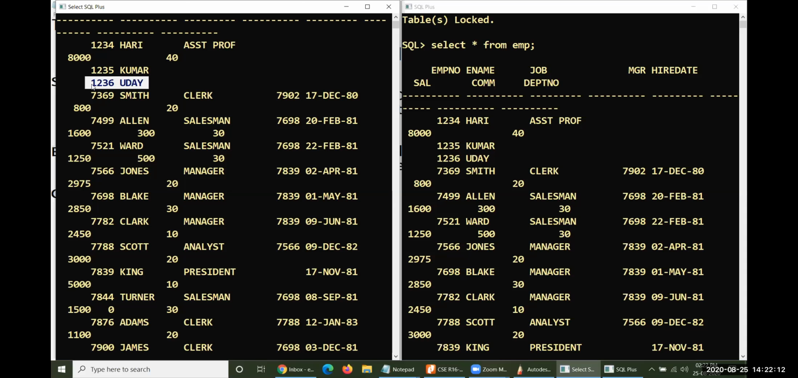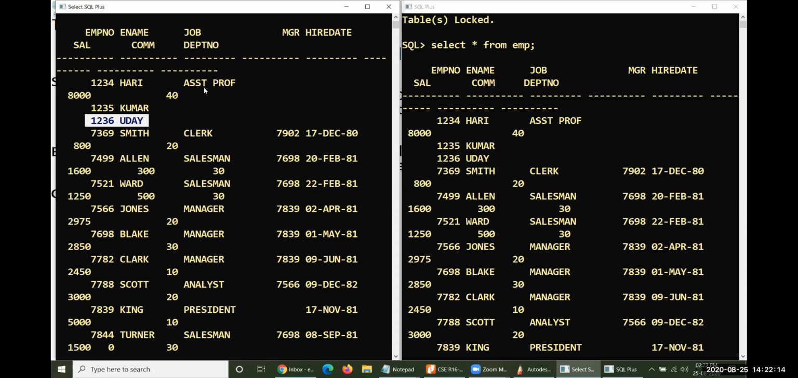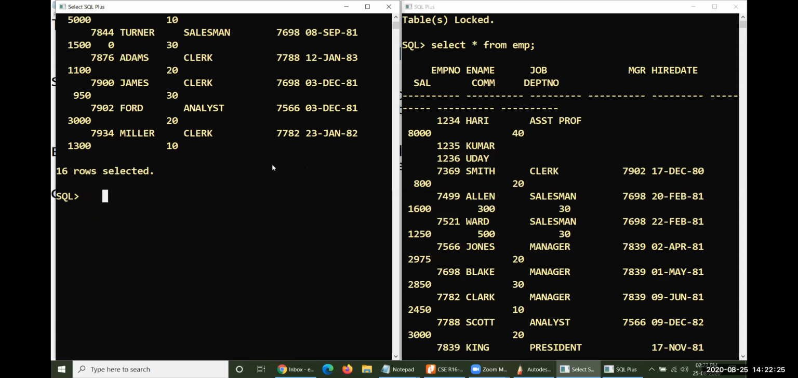The row will be deleted. So, delete from EMP where EMP number equals 1236. For example, you could see delete from EMP where EMPNO is equal to 1236. Now he will be put into deadlock mode.